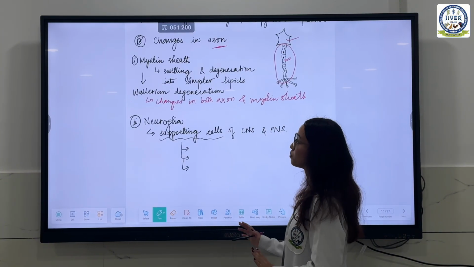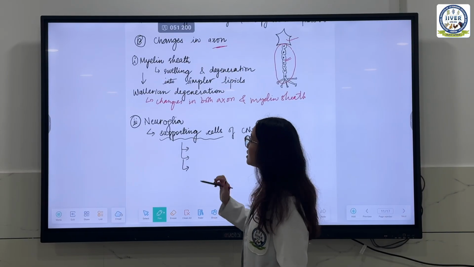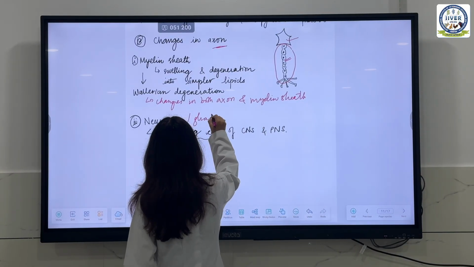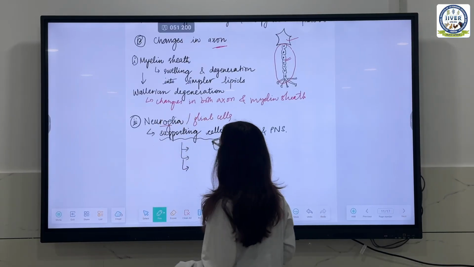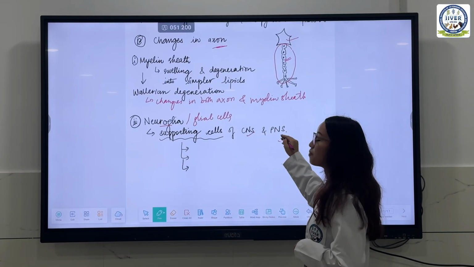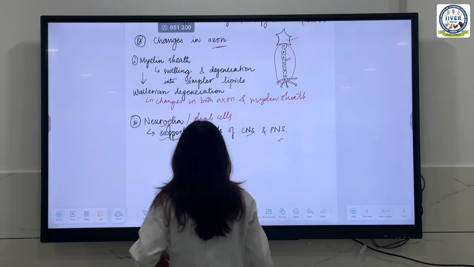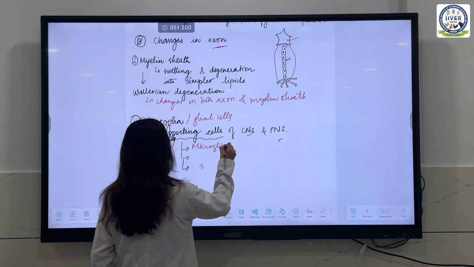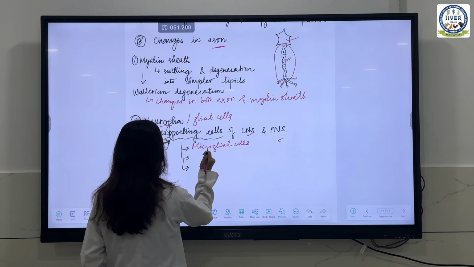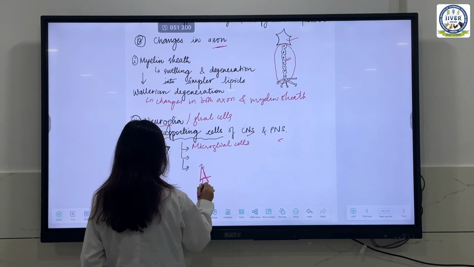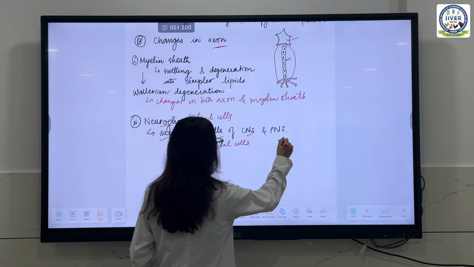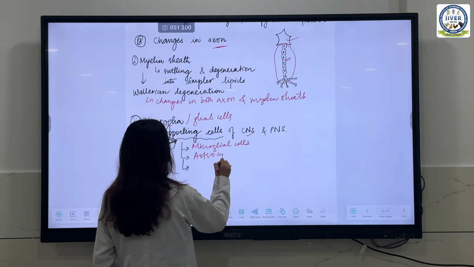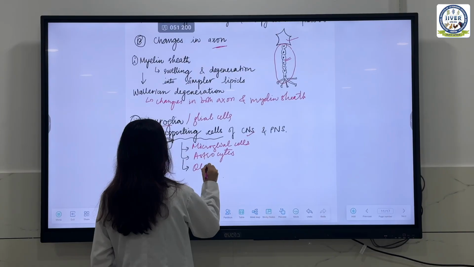Now, another subtopic under this subtopic of axon is neuroglia. So neuroglia, also known as glial cells, are the supporting cells of the central nervous system and peripheral nervous system. Under these neuroglial cells, we have three major cells: microglial cells, astrocytes, and oligodendroglial cells.